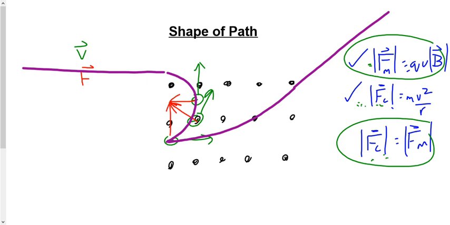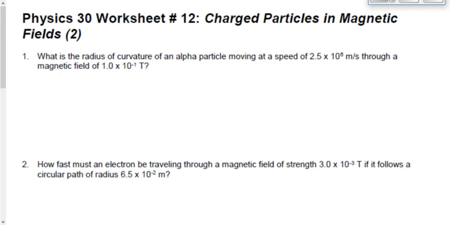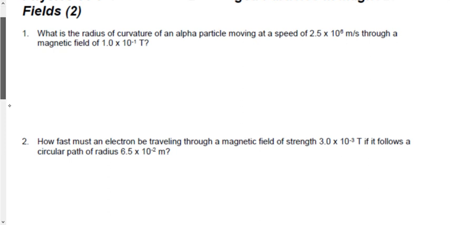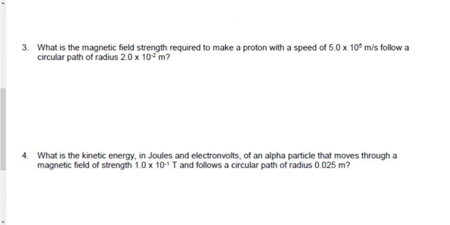All right, we had 5 questions for homework last night. Worksheet number 12, 5 questions. Let's go over 3 of them, questions 3, 4, and 5. Number 3 says, what's the magnetic field strength required to make a proton with a speed of 5 times 10 to the 5 follow a circular path of radius 2 times 10 to the -2?